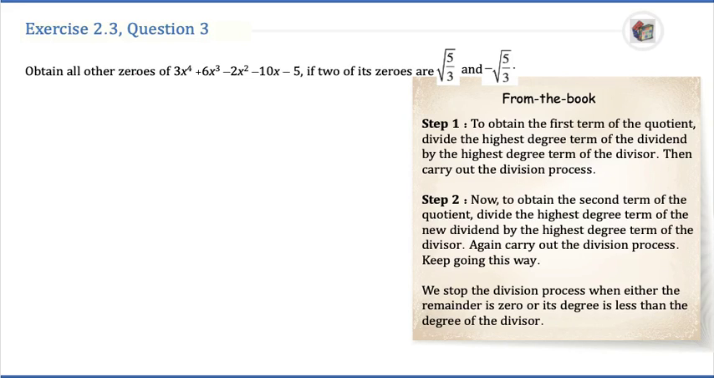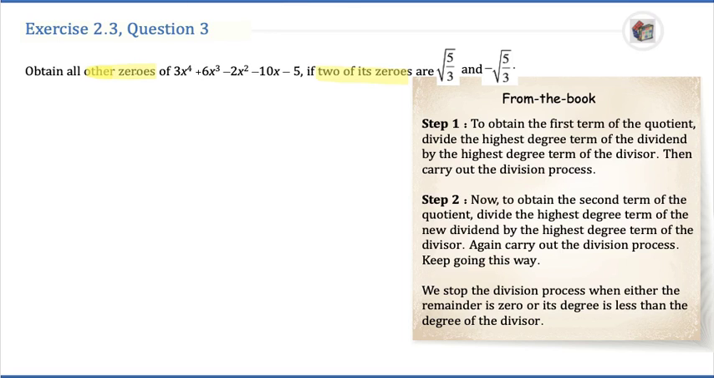Exercise 2.3, question 3. Obtain all other zeros of this polynomial if two of its zeros are these. So basically they've already given you two of the zeros, and using these you have to find out the other zeros. Now how are we going to do this?